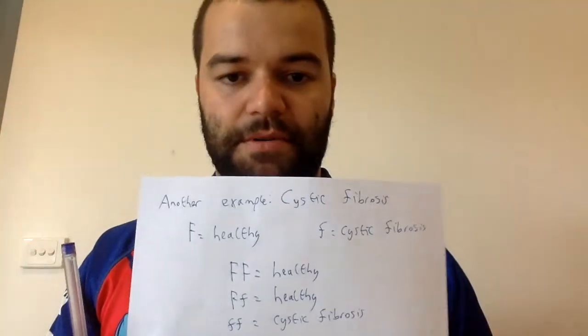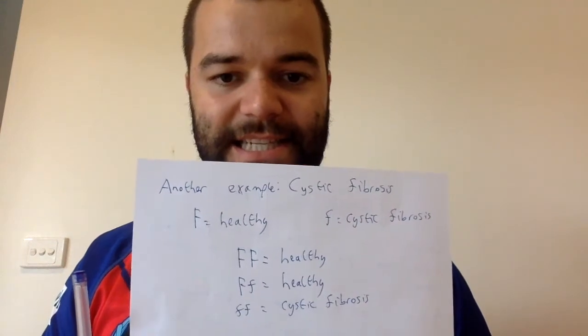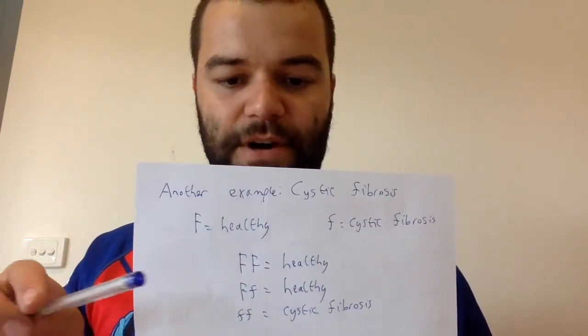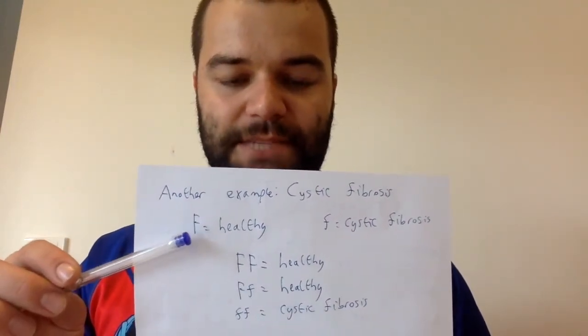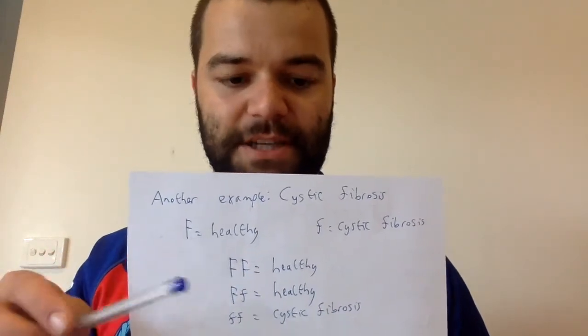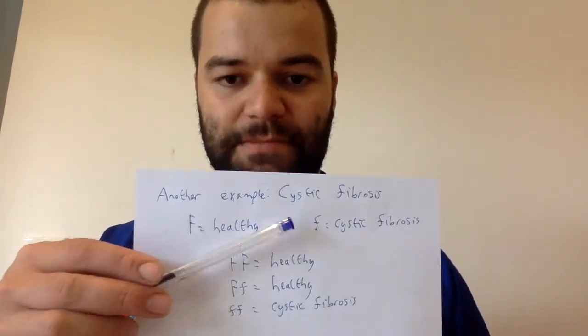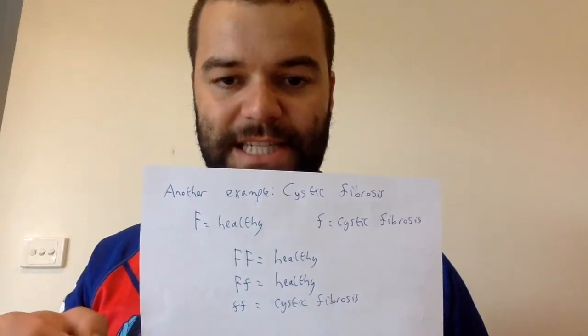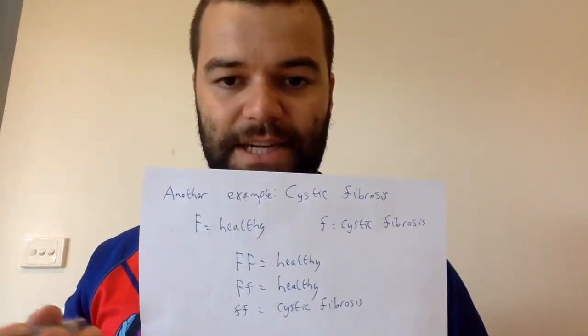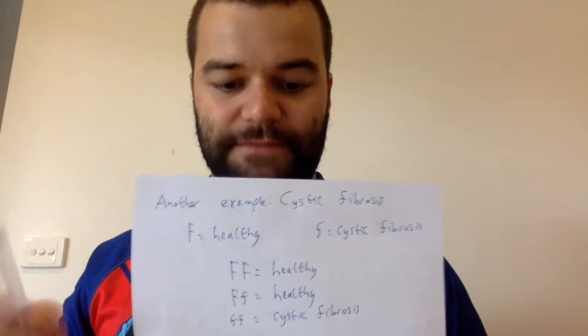I've got another example, which is the genetic disease cystic fibrosis. What I've got is a capital F, which is dominant, which is a person who doesn't have cystic fibrosis, and lowercase f, which is a person who does have cystic fibrosis. So not having it is dominant, having it is recessive.